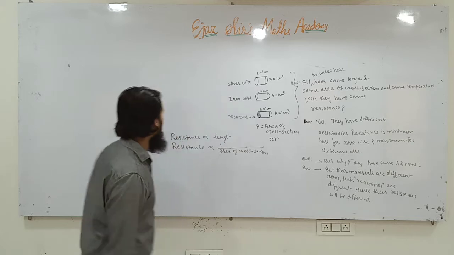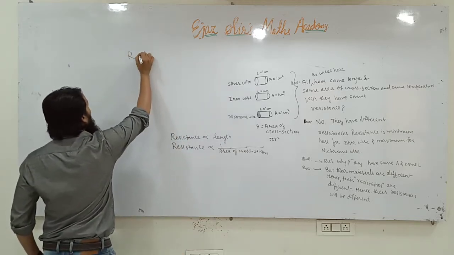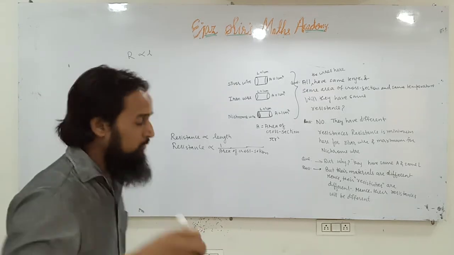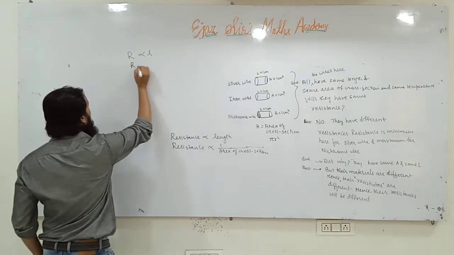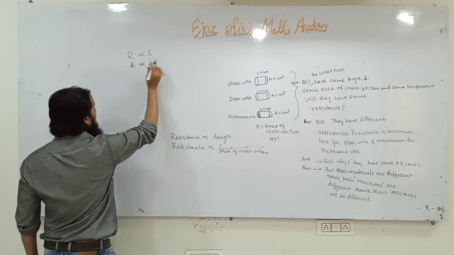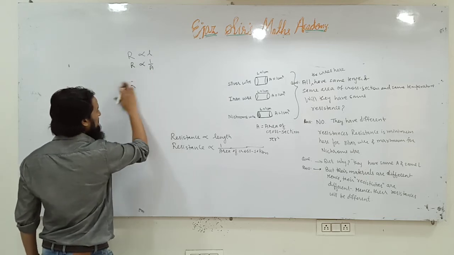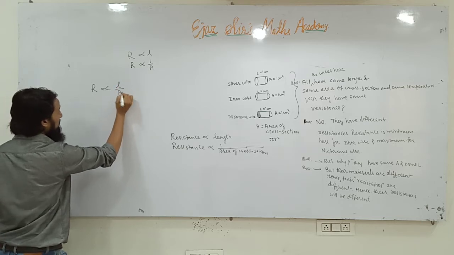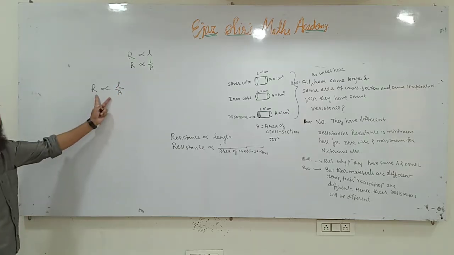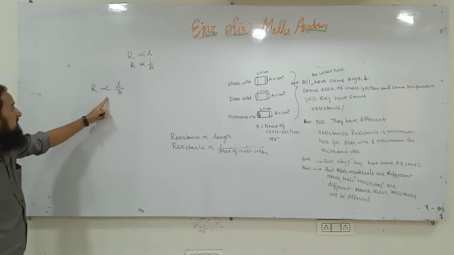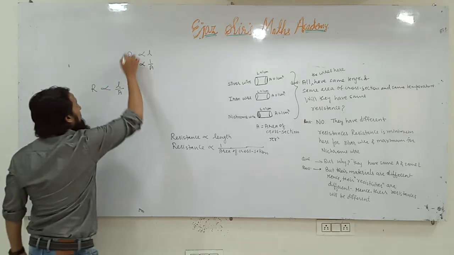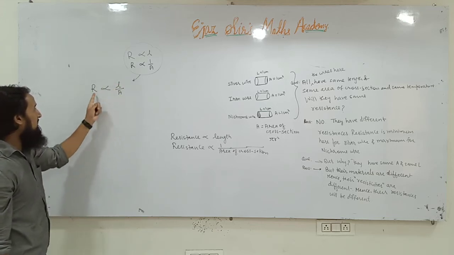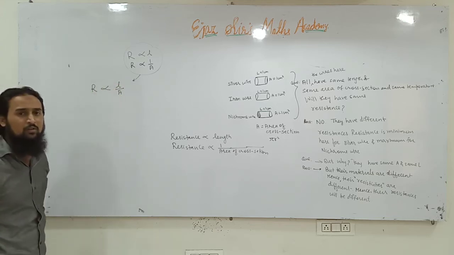Now see what? Resistance is directly proportional to length, no doubt. Resistance is inversely proportional to area of cross section, no doubt. If we unite these two, it will become resistance is directly proportional to length and inversely proportional to area of cross section. We can write in one equation. Both the things can be written like this.